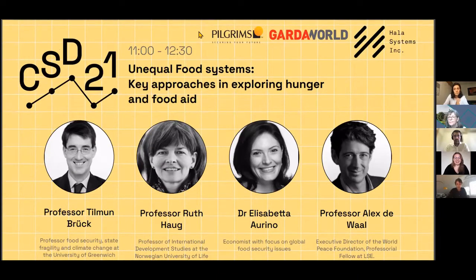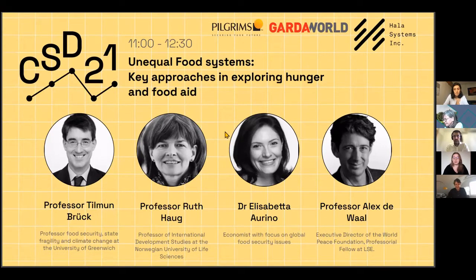Today's panel is Unequal Food Systems, Key Approaches in Exploring Global Hunger and Food Aid. This panel will discuss the implications of food insecurity through a conflict, development and health lens, while exploring the role of international development efforts to mitigate famine and how to achieve food system recovery and regeneration in fragile states. The panel presentation should last 40 minutes, followed by plenty of time for questions from the audience.